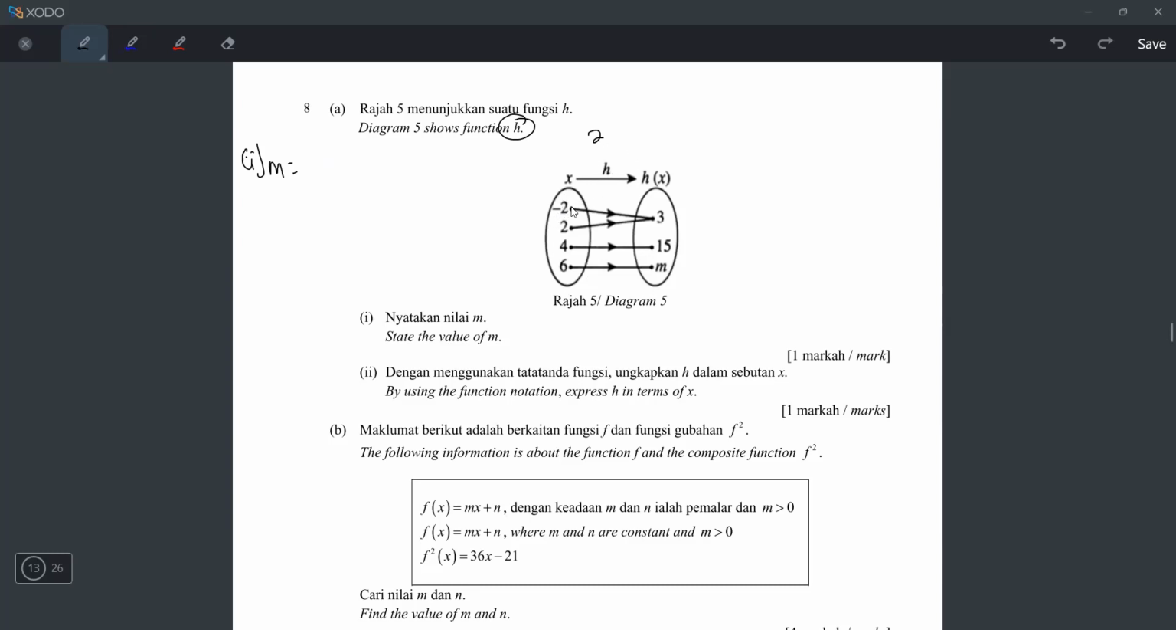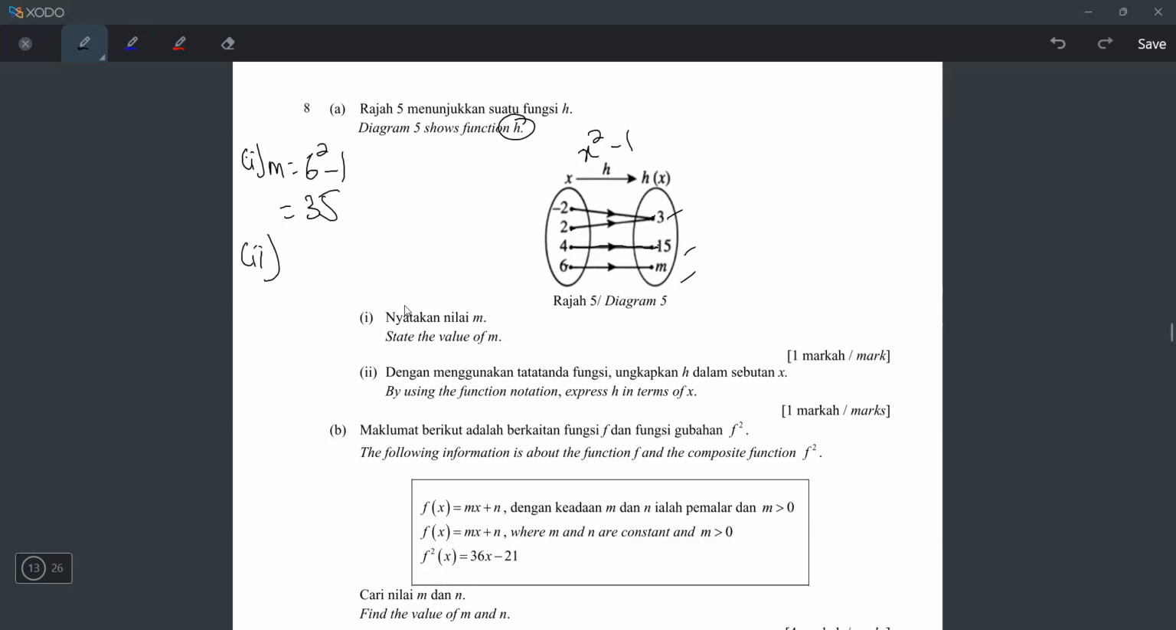But it's not just square, because negative 2 squared is not 3. Negative 2 squared is 4, right? And 2 squared is also not 3. 2 squared is 4. So maybe you have to square first and then minus 1. And if you check for every one, it is indeed correct. -2 squared is 4, minus 1 is 3. 2 squared is 4, minus 1 is 3. 4 squared is 16, minus 1, 15. 6 squared is 36, minus 1 is 35. It means m will be 6 squared minus 1, which is 36 minus 1, 35. Okay, it means the relation here is square first, then only minus 1.